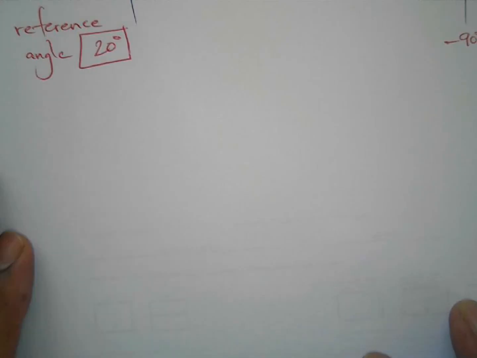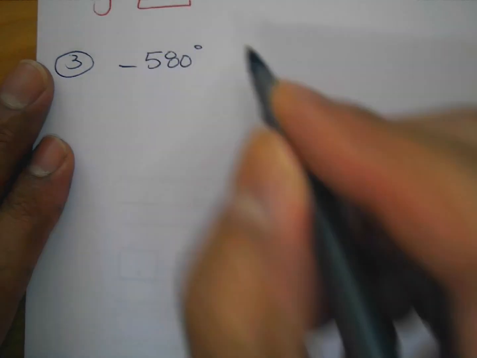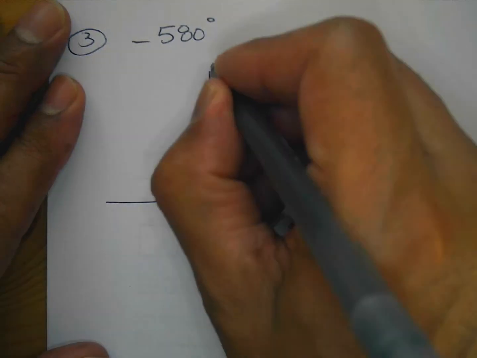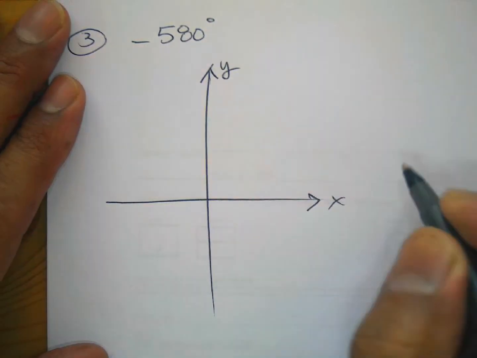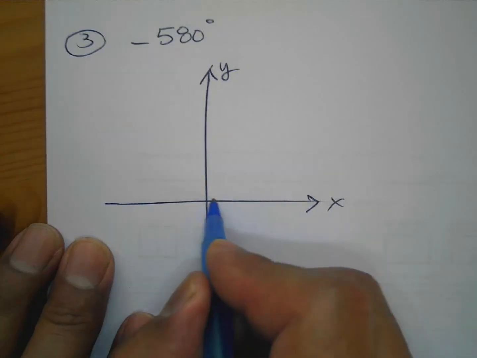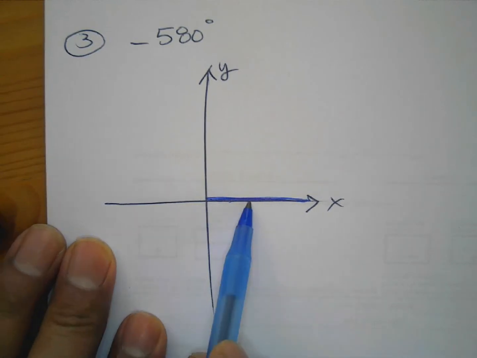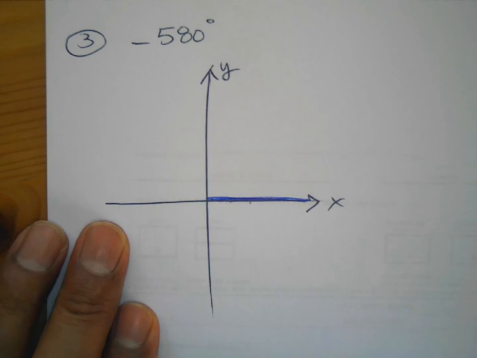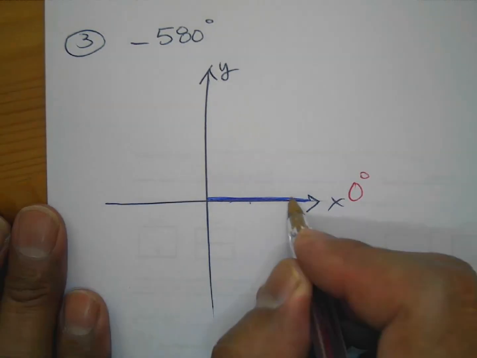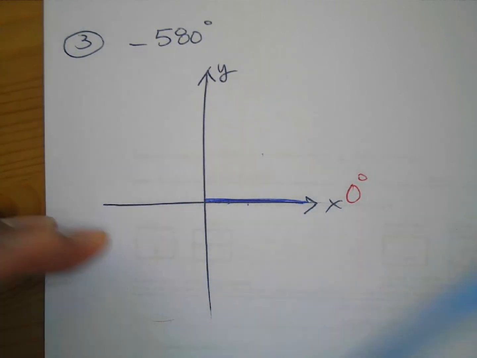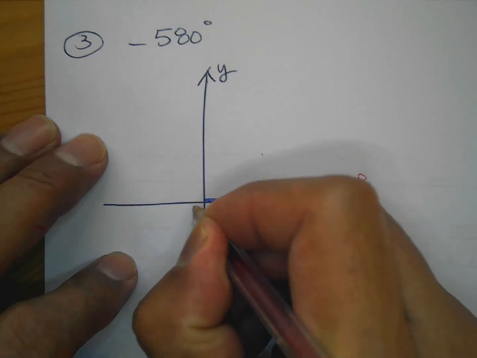Okay, number 3. Negative 580 degrees. Another negative angle. Well, initial side, all angles in standard position, always start here. That's 0 degrees. Then I'm going to go again clockwise, right? Negative angles are clockwise. I know 580 is more than 360, so I'm going to go ahead and just go all the way around once.